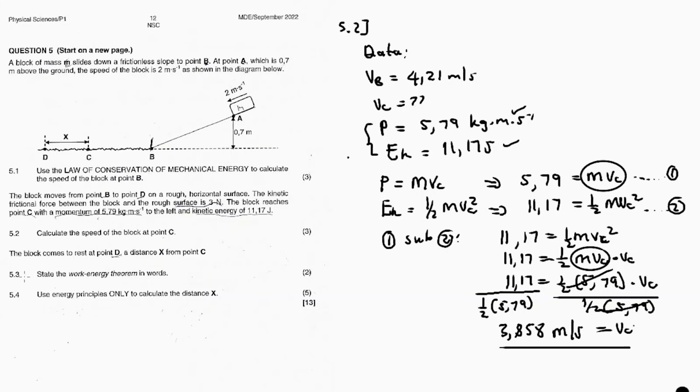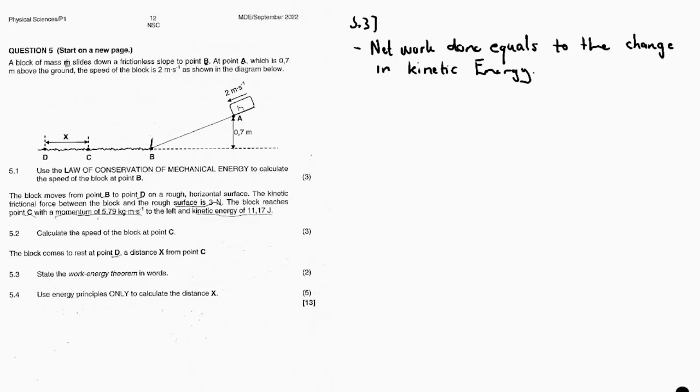Now 5.3 work energy theorem. Right now, work energy theorem in words. 5.3. So this is the theorem. Now 5.4, use energy principles only to calculate the distance x. Now lana, let's try using work energy theorem for 5.4.